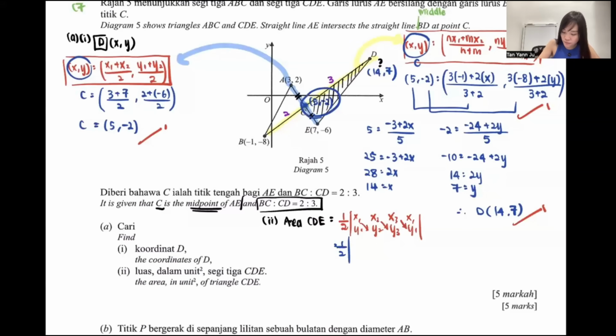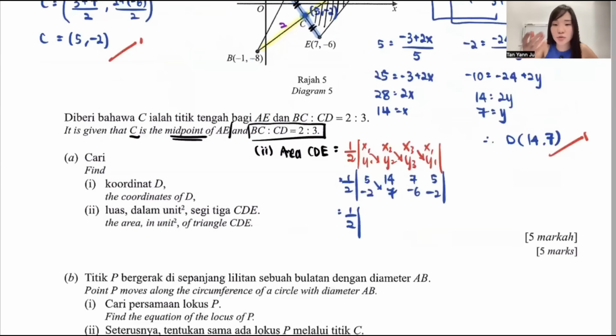So let's say I start from C: 5, -2. Next I go to D: 14, 7. Next I go to E: 7, -6. And then the first one, I repeat. Arrow going down means you times them together. In the answer scheme, when you times them together, you cannot write 5 times 7 is 35. You need to write 5 times 7.